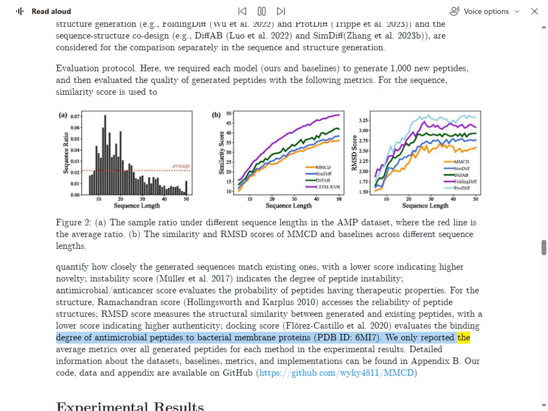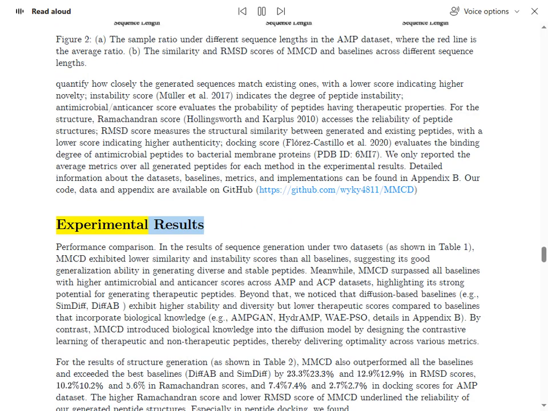We only reported the average metrics over all generated peptides for each method in the experimental results. Detailed information about the datasets, baselines, metrics, and implementations can be found in Appendix B. Our code, data, and appendix are available on GitHub, https://github.com/wiki4811/mmcd. Experimental results. Performance comparison.